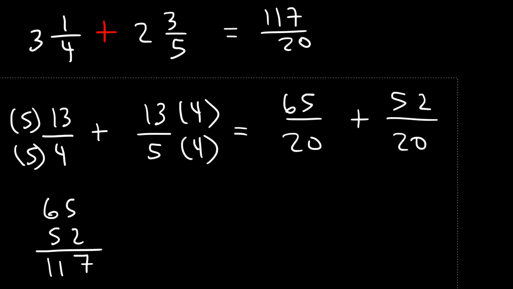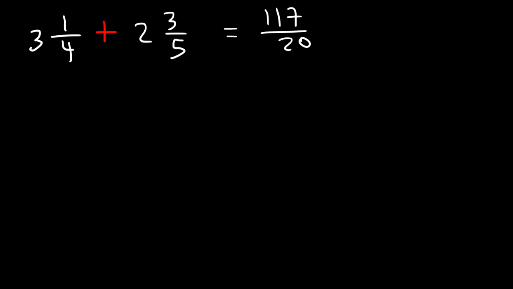Now let's convert the improper fraction back into a mixed fraction. So how many times does 20 go into 117? 20 times 5 is 100, so that's less than 117. But 20 times 6 is 120, and so that's too high. So it goes into 117 5 times. And because 20 times 5 is 100, we need to take the difference between 117 and 100, which is 17. So this is the final answer.